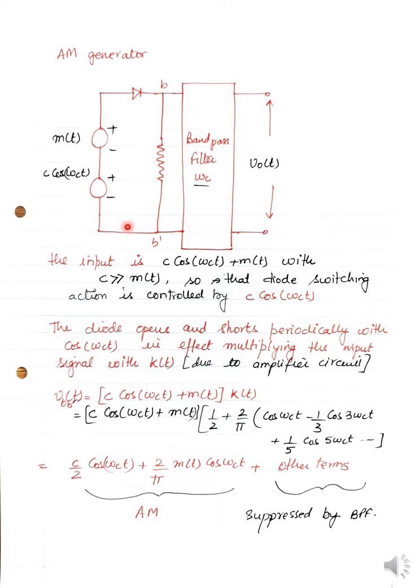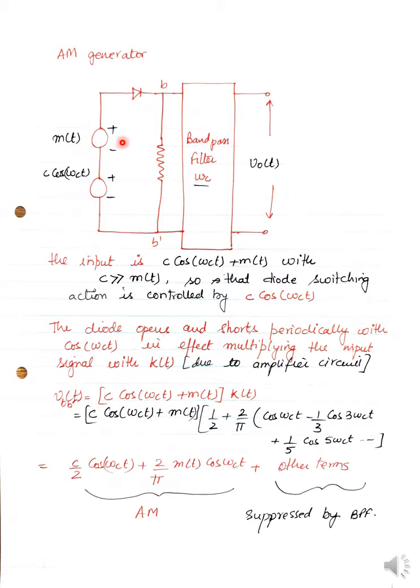So we can do the generation in this way. C cos(omega c t) is the carrier signal, m(t) is your message signal or modulating signal. We use a diode here, and then a resistance between B and B dash. We are using a band pass filter centered at omega c, and then we get the output V naught(t). So the input is basically the addition of these two, making sure that the amplitude of C is always greater than m(t).